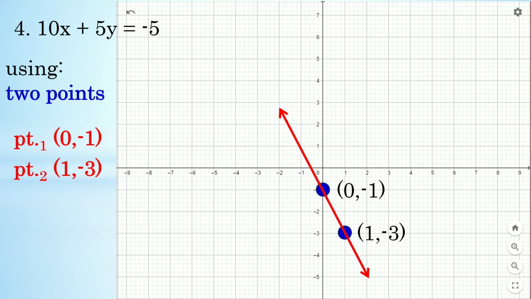So, ganun lang po kadali ang pag-graph ng linear equation. So, pwede kayong gumamit ng 4 na methods. So, kung saan kayo mas nadadalian, yun ang gamitin nyo. Okay, proceed na tayo sa ating topic.